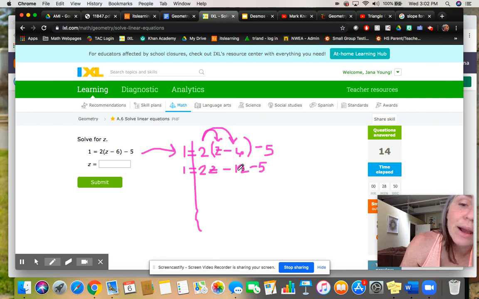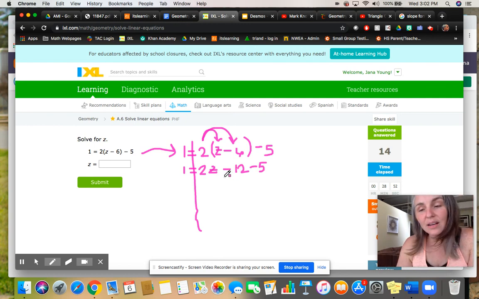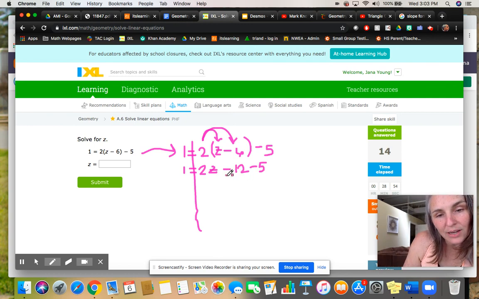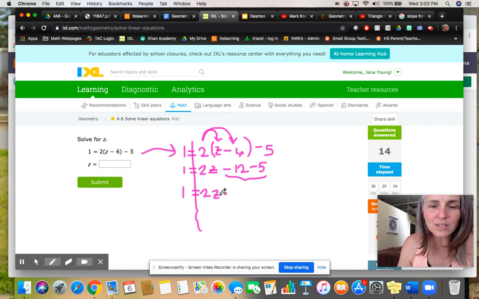Okay. Now, on the right side of this equation, we have a negative 12 and a negative 5. So we have 1 is equal to 2z. Negative 12 and negative 5, signs are alike. Add them together, I get 17. Keep the sign, it's negative, negative 17.